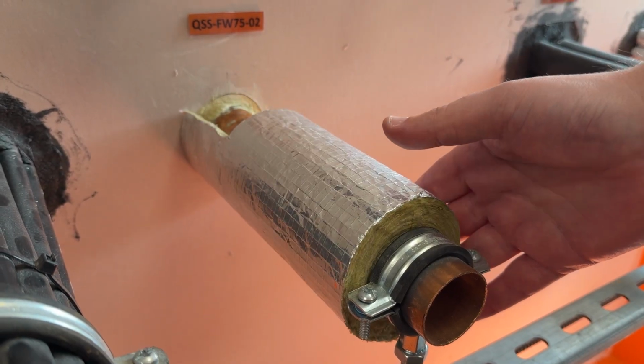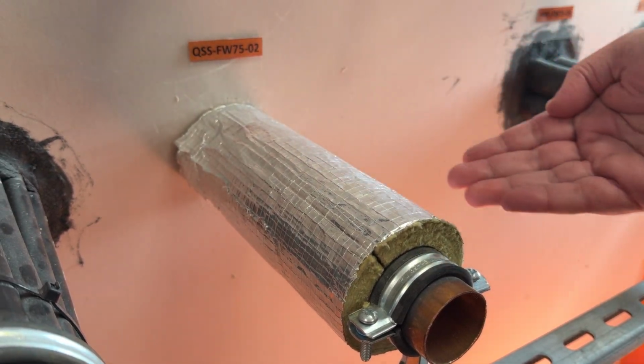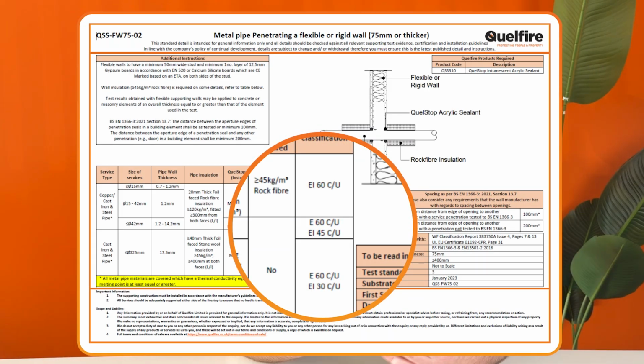Copper is an extremely good conductor of heat. So as I just switch this round, you see I'm just moving the foil-faced rock fibre. To combat this, by simply just adding a certain length, in this case 300mm of foil-faced rock fibre, you will see that this detail now, which is QSS FW75-02, greatly improves the insulation rating. So just by having that simple product you can achieve your rating.